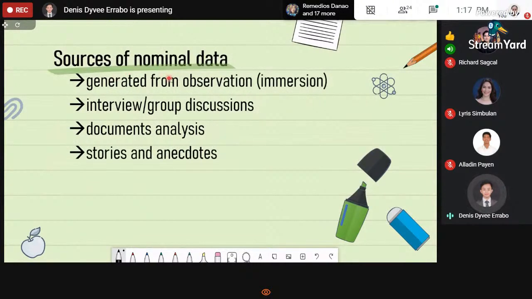So here are some of the sources of nominal data. Typically, for qualitative research, a researcher may have to be immersed in a certain situation, and this is very exclusive to sociological, anthropological, and social sciences research. They have to be immersed for at least 6 months in a situation where they are gathering stories, anecdotes, experiences, narratives, etc. Observation can be captured through several techniques, but that could be a different workshop or a different webinar.